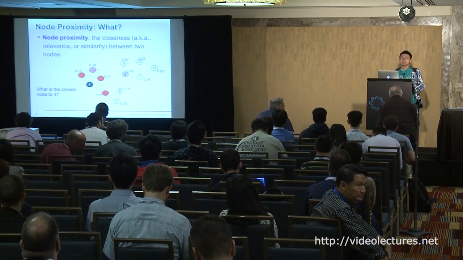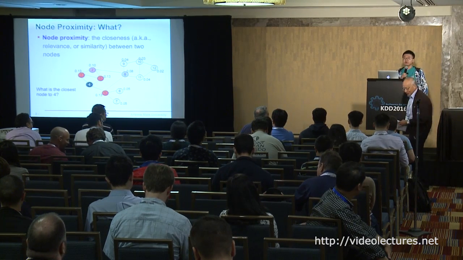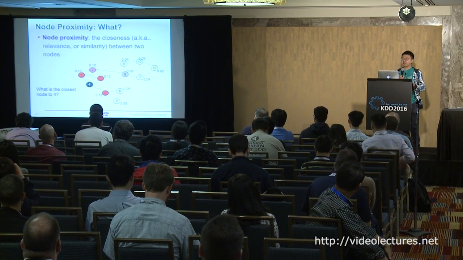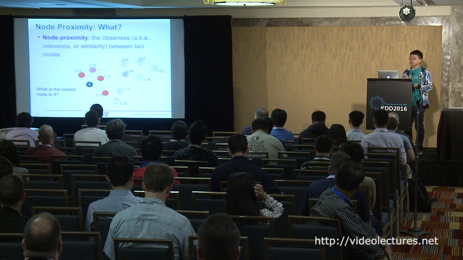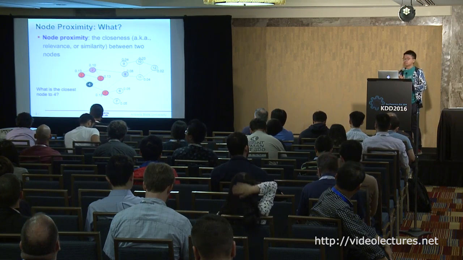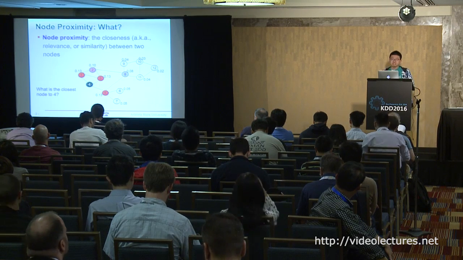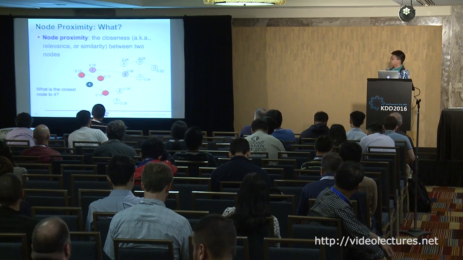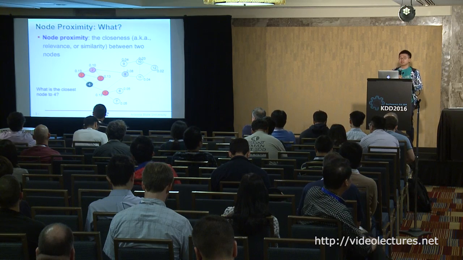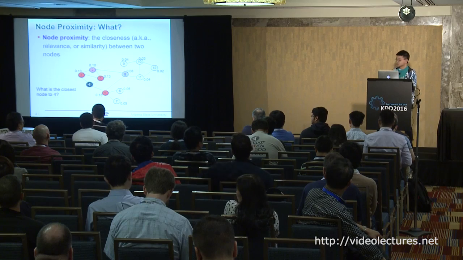Node proximity measures the closeness, relevance, or similarity between two nodes on the network. For example, in the figure, the numbers indicate the proximity score from each node to the query node 4. The more red the node is, the closer it is to the query node. So node proximity can help answer questions like, what is the closest node to node 4?